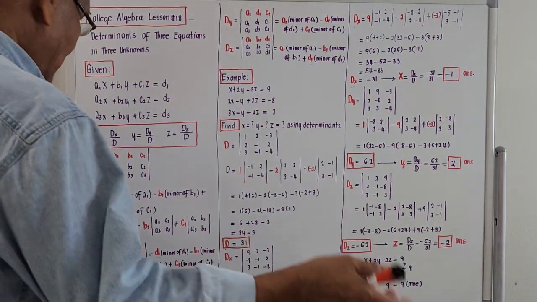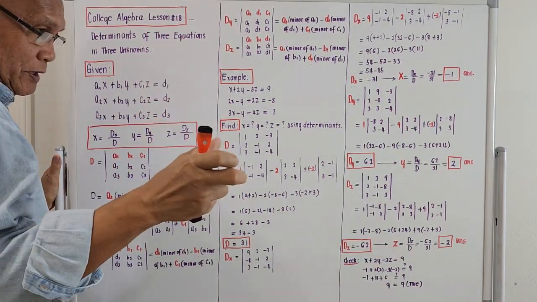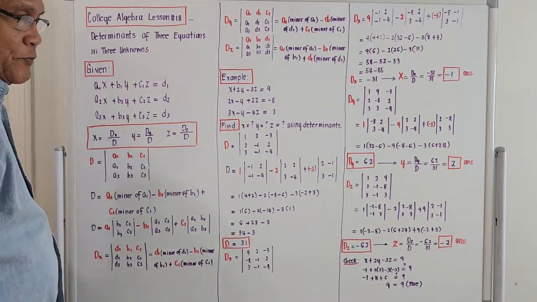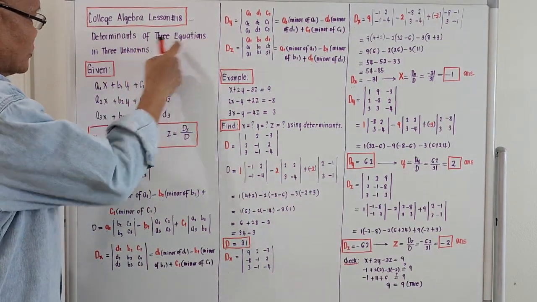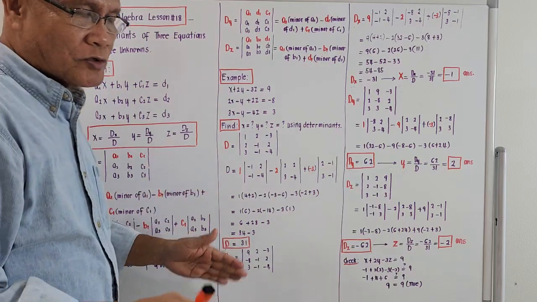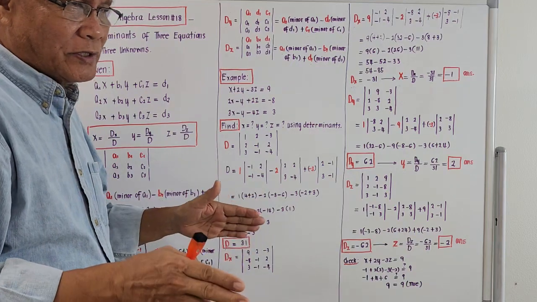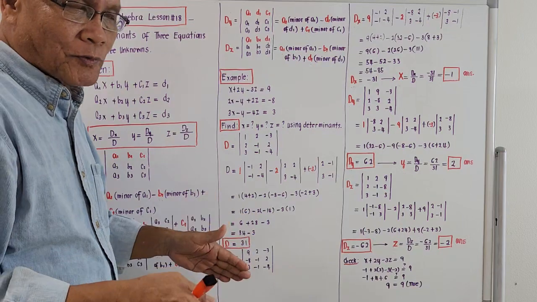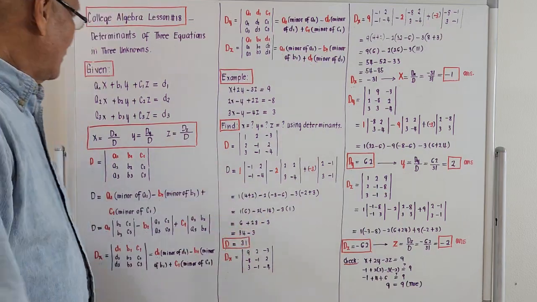This is now college algebra lesson number 18. The title of the topic for this morning, it's July 27, will be determinants of three equations and three unknowns, meaning the solution of three equations and three unknowns by using determinants. So we will try to bring out the concept or the form of the equation and how to compute for the unknowns x, y, and z. It's a three variable thing.